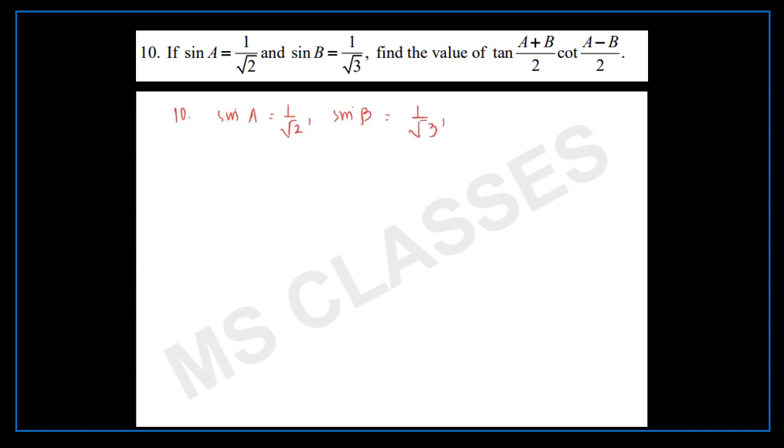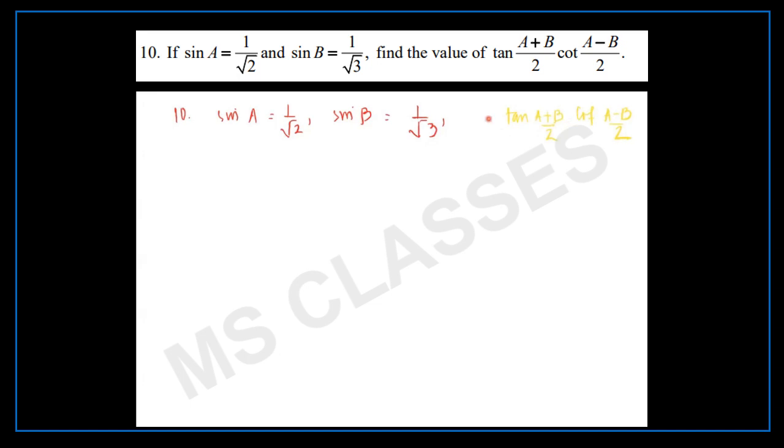We have to find the value of tan((A+B)/2) into cot((A-B)/2). So this is what we need to find out. We have the value of sine A and the value of sine B given here, and ultimately we need to find this one. So it is better to simplify this expression first.